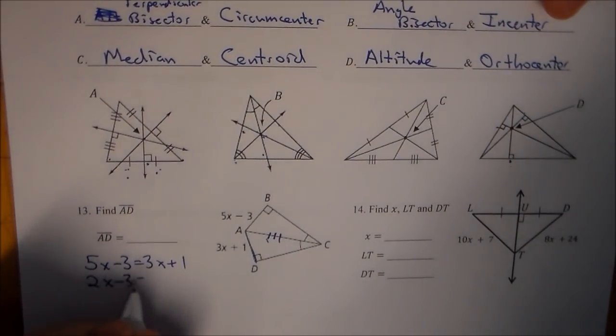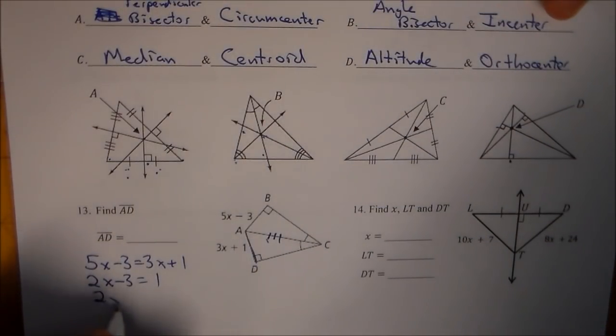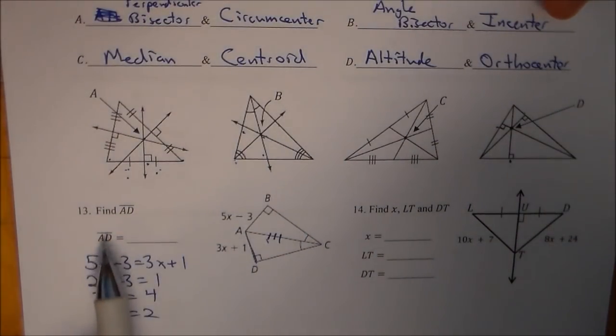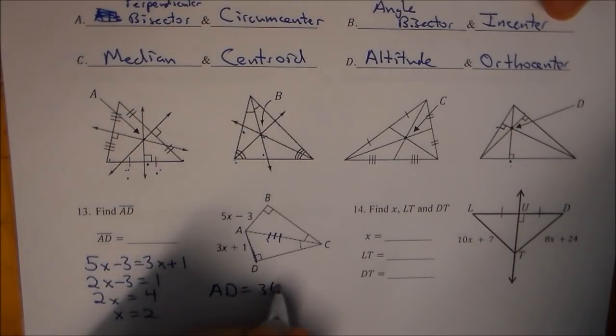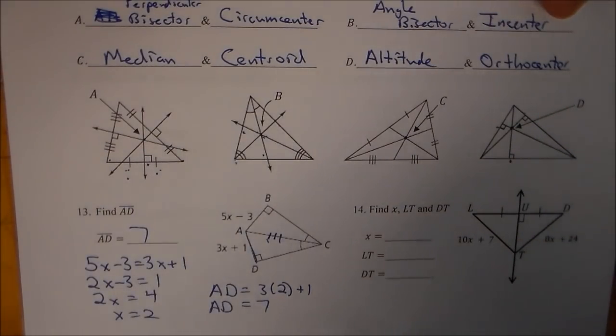It gives us 2x minus 3 equals 1 from subtracting 3x to both sides. We add 3 over, we get 4, and x equals 2. We need to make sure we read the directions, and it asks for AD, so we're going to substitute back in 3 times 2 plus 1, which gives us 7, so AD is 7.